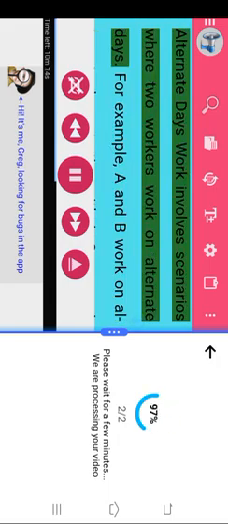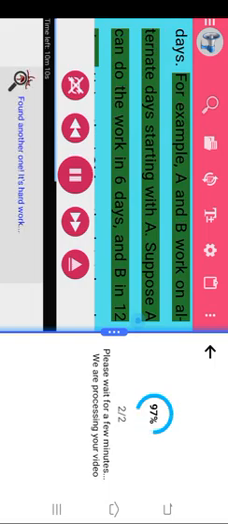Alternate days work involves scenarios where two workers work on alternate days. For example, A and B work on alternate days starting with A. Suppose A can do the work in 6 days and B in 12 days. Using the LCM method, total work equals LCM of 6 and 12 equals 12 units. A's rate equals 2 units per day, B's equals 1 unit per day.